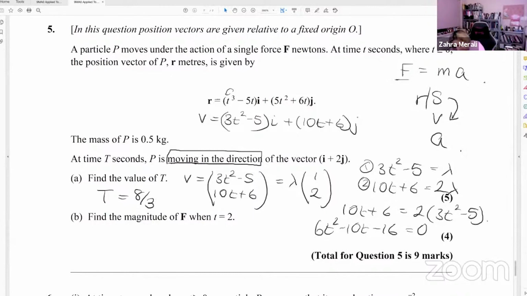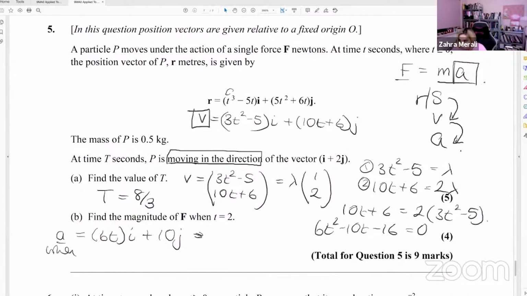So F equals ma, so we need our a. We've got our v, we're differentiating down. So we differentiate again, and we get 6ti plus 10j. When t equals 2, we get 12i plus 10j. F equals ma, and we're told m is a half, so that gives us 6i plus 5j, but we want the magnitude.